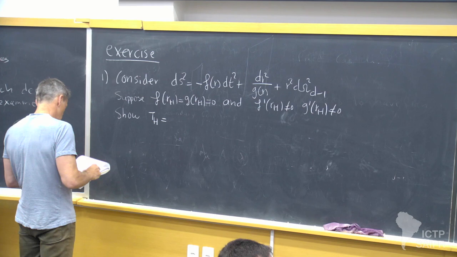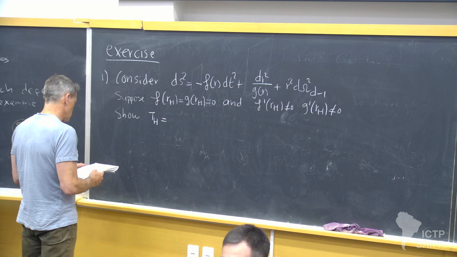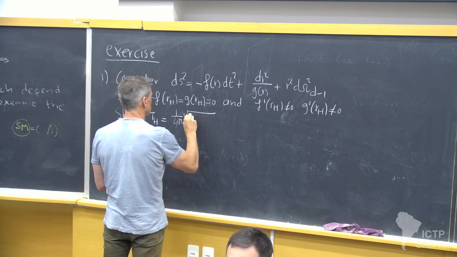Yeah, the one over R term shouldn't be there. You can just put it in, plug it into the equations of motion, and see that it has to be zero. This is in the Fefferman-Graham expansion. If you look at it, you can shift R by a function, and that will give you a one over R term in this expansion.